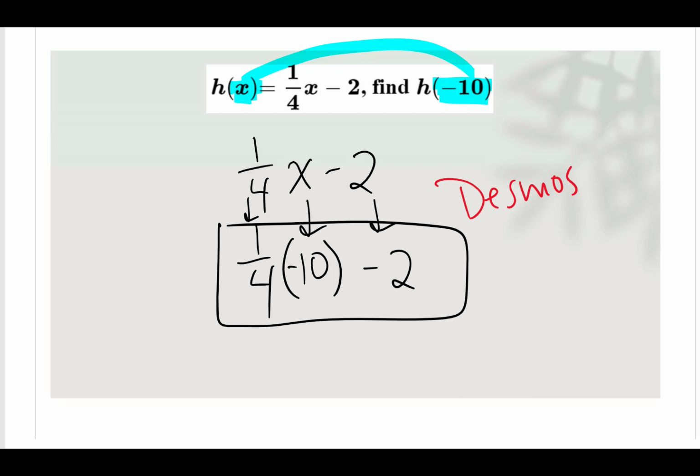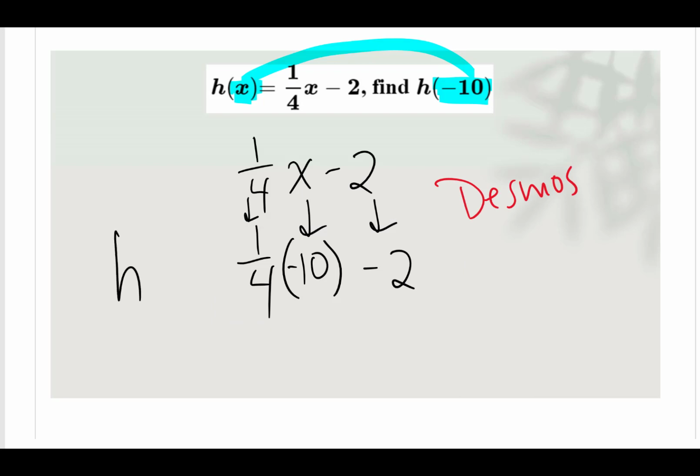And you can even write this if you want.